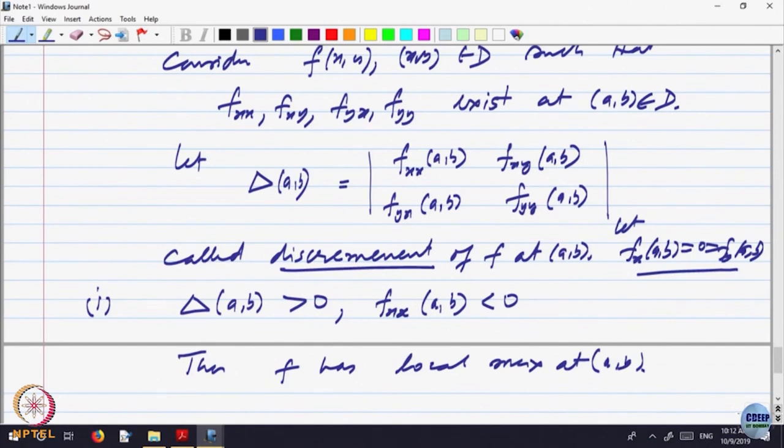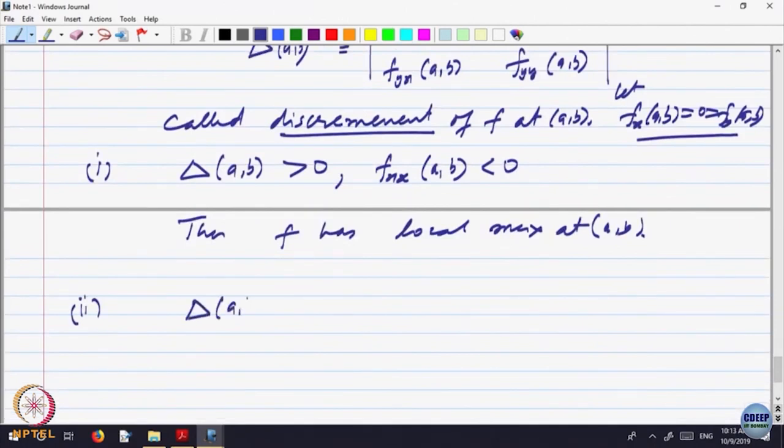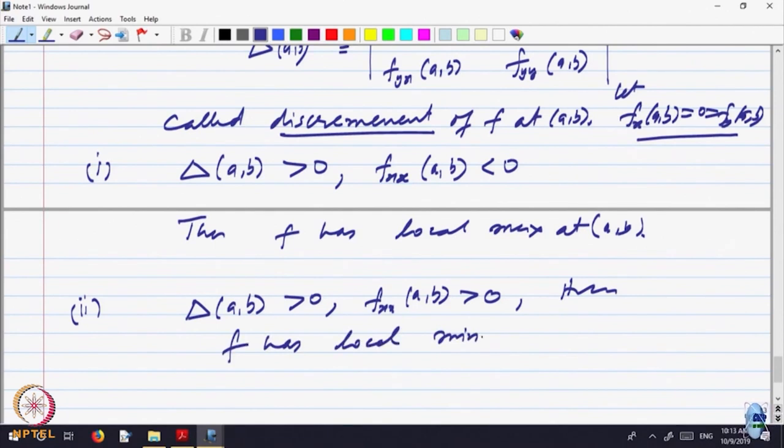So this is something like the second derivative test for functions of one variable, right? In one variable, the second derivative at that point should be less than 0, and that implied local maximum. Same thing is here also. So that is one conclusion. Second, the discriminant at (a,b) is still bigger than 0, but fxx at (a,b) is the other way around. If it is bigger than 0, then f has a local minimum at the point (a,b). Again, similar to one variable, if the second derivative at the point is bigger than 0, then the point was a local minimum, right? Same thing happening. So this is when the discriminant at that point is bigger than 0.